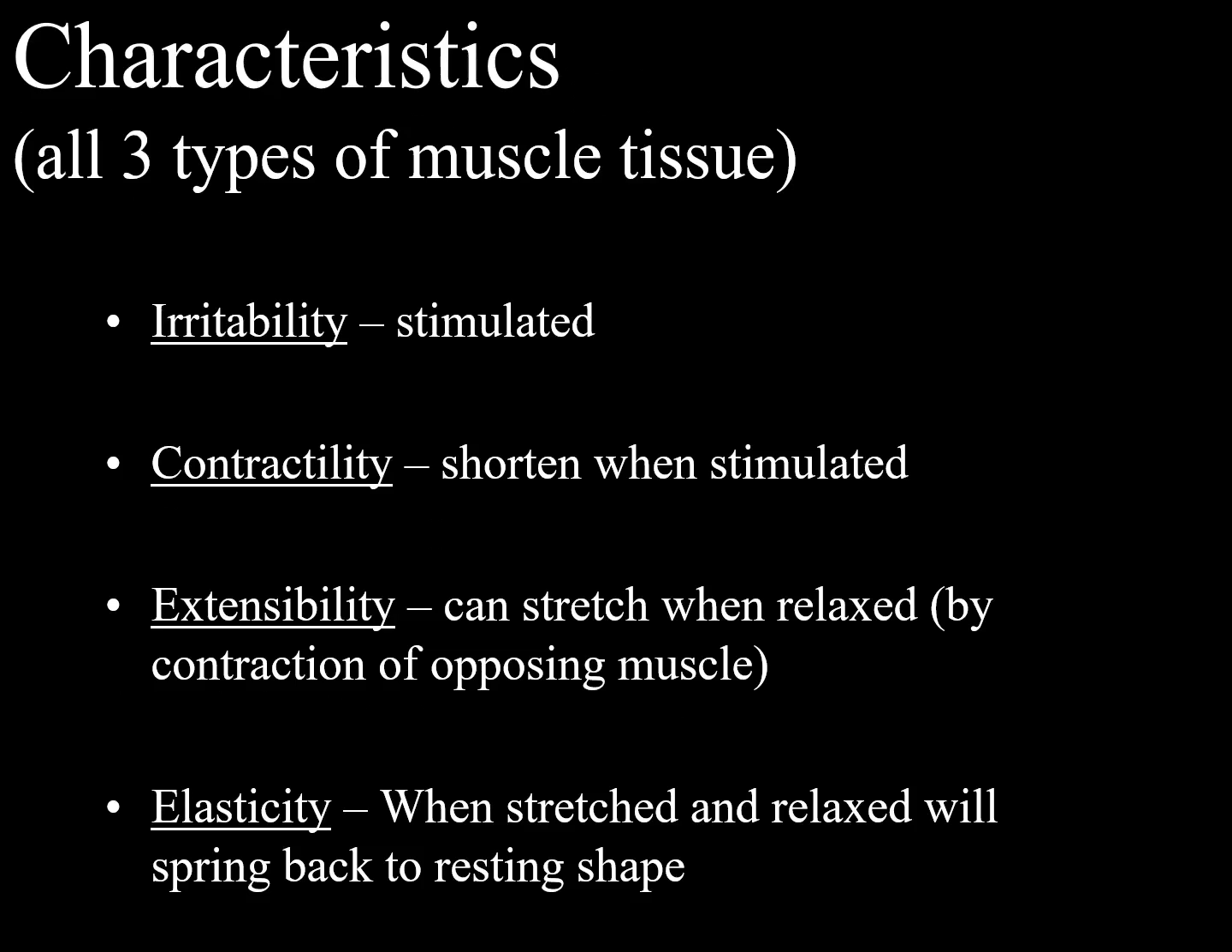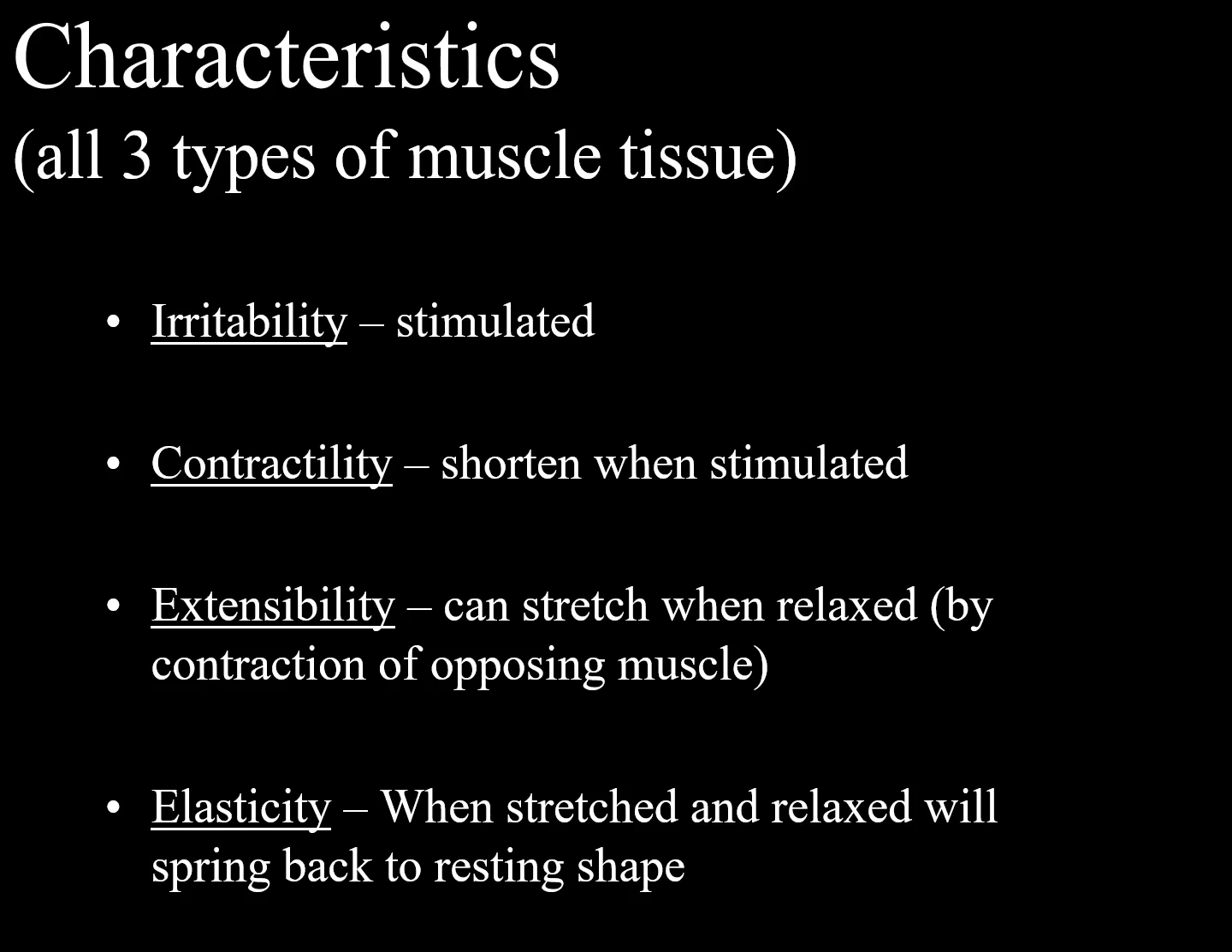Muscle cells all have some characteristics in common. They are irritable. That means that when they're stimulated, they will respond. They're contractile, which means that they can shorten. And of course, they shorten in response to an irritation or a stimulation. They're extensible, which means that when they're relaxed, they can be stretched back out to a resting shape.